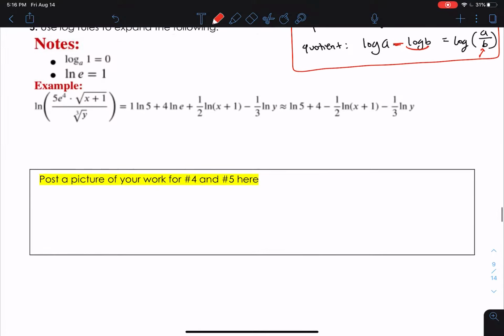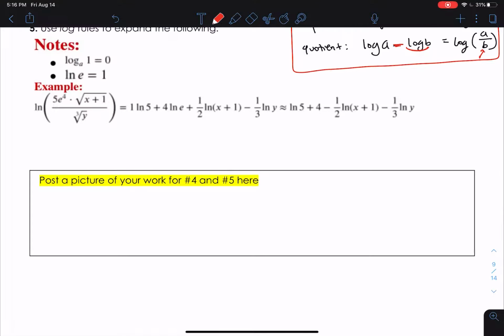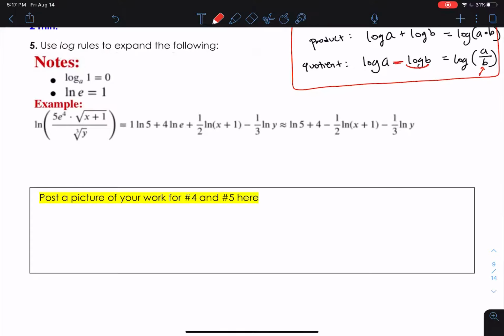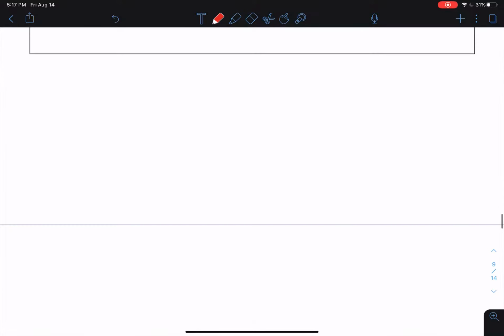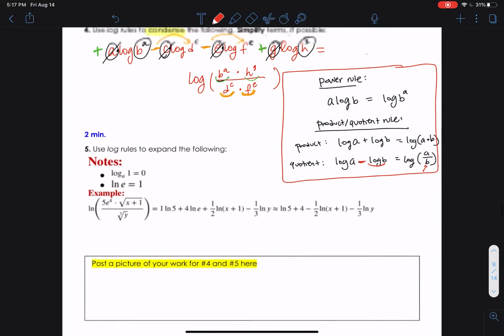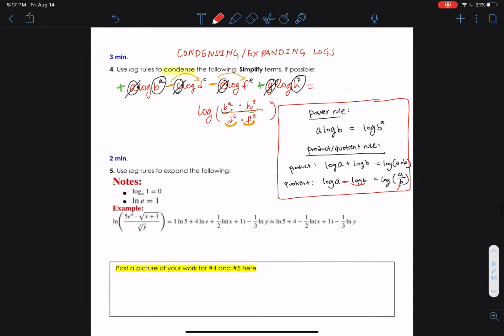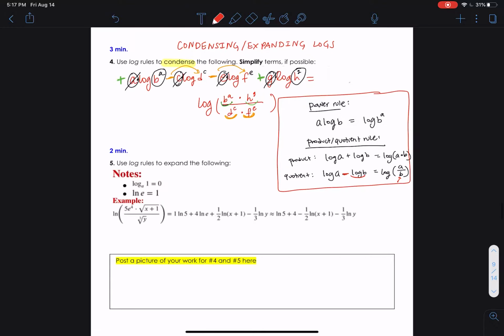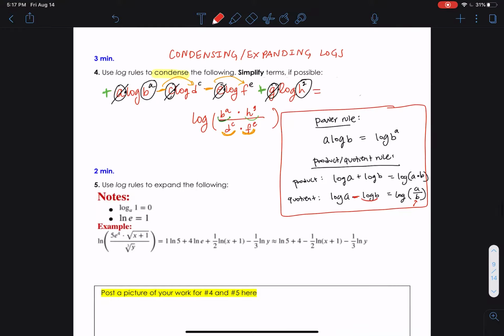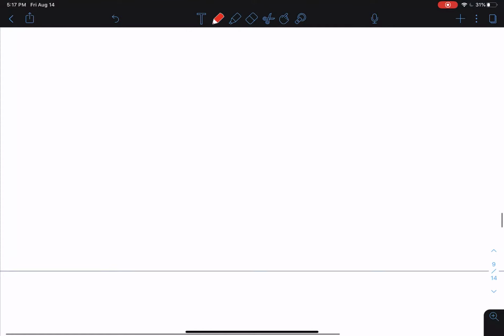So let's try an example. So let's see. Oh, there are no examples. Well, that's kind of weird. Okay, I'll make up an example then. Never mind. So write down expand. Or wait, no, condense. We're condensing.